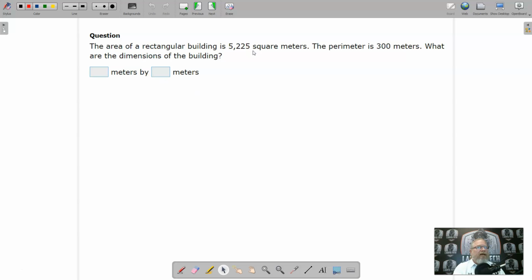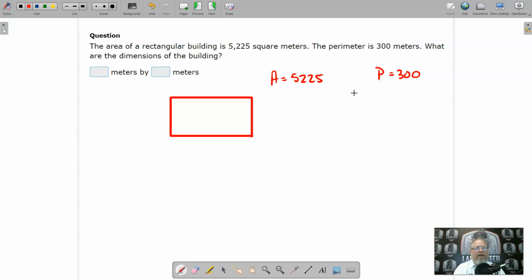The area of a rectangular building is 5,225 square meters. The perimeter is 300. What are the dimensions of the building? Okay, this is like the last problem, only I'm going to go a little bit faster this time. We'll go ahead and draw our rectangular building. We know that the perimeter is equal to 300, and the area is equal to 5,225. If you want, you could always pause the video, see if you can solve it, and then resume it and see how well you did.